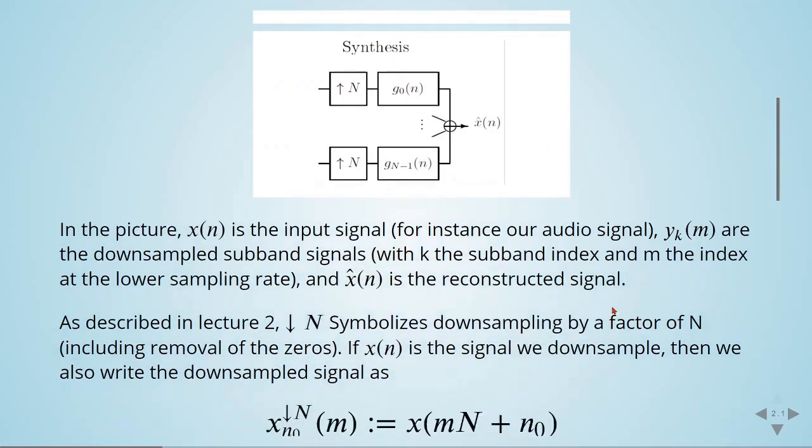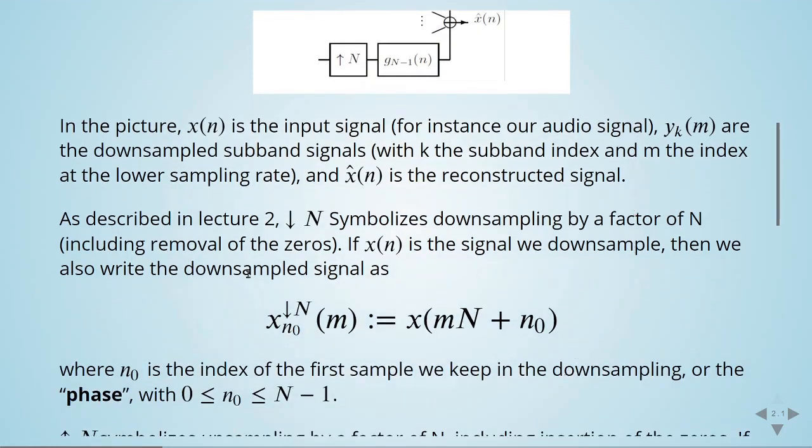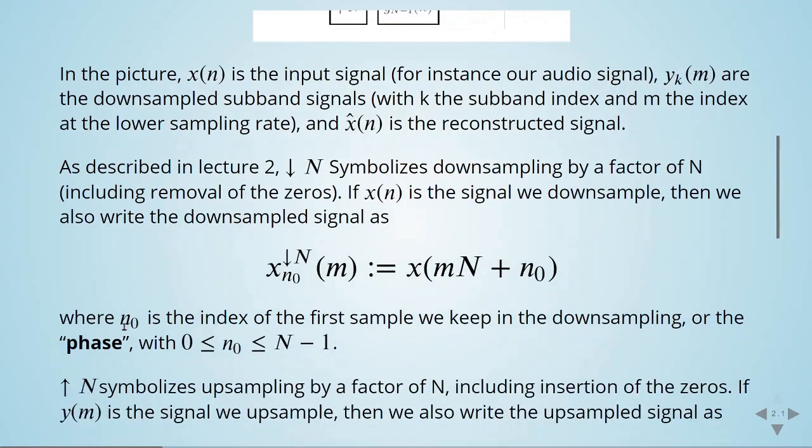As described in lecture 2, the down arrow capital N symbolizes downsampling by a factor of N, including removal of zeros. If x(n) is the signal we downsample, then we also write the downsampled signal this way. So we see we have m times capital N plus n0, where n0 is the index of the first sample we keep in the downsampling, or the phase, with n0 greater or equal to 0, and smaller or equal to N minus 1.